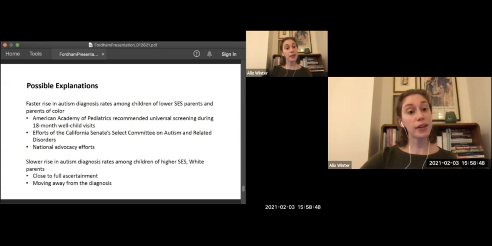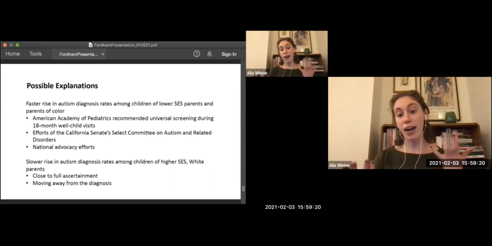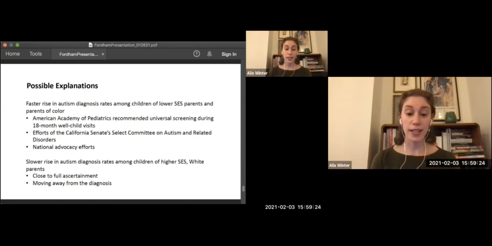What about the slowing down of the rise in diagnosis rates among children of high SES white parents? So one possibility is that children in this population have reached or are close to full ascertainment, meaning that all children who have autism have been diagnosed, while ascertainment among children of lower SES parents and parents of color has historically been low. So if that's the case, then what is emerging now is the quote unquote true social patterning of autism diagnosis. Another possibility is that as more children of lower SES parents and parents of color are being diagnosed with autism, an autism diagnosis is becoming less attractive to high SES white parents, and they're shying away from or no longer pursuing the diagnosis and its associated services for their children.